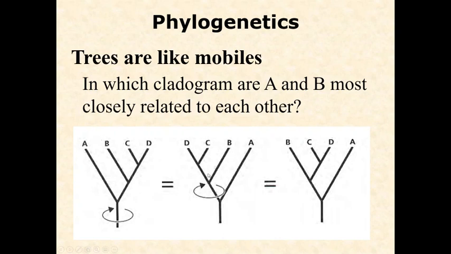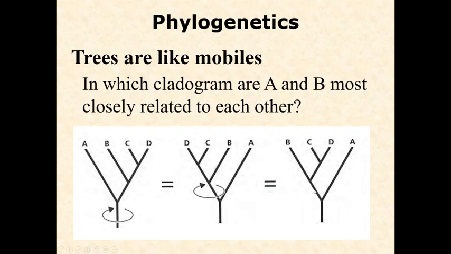But notice none of the relationships changed. So C and D are still most closely related to one another. Then their next closest common relative is B. And remember, C and D are equally closely related to B. And then all together, their closest relative is A, and they're all three equally closely related to A.